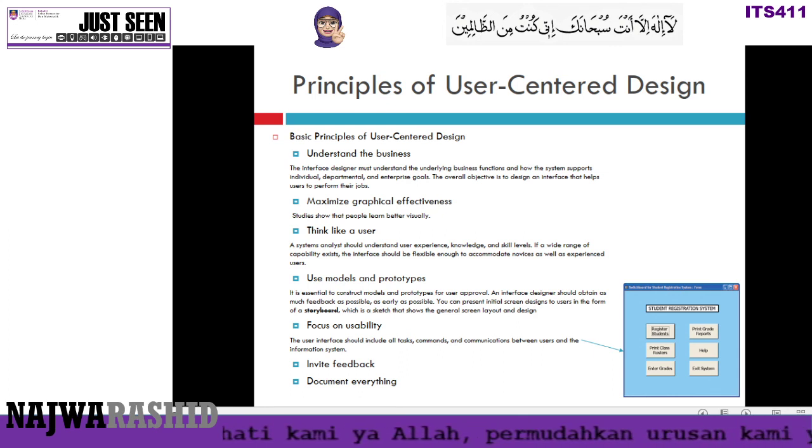So in the next video, we will discuss designing the interface.